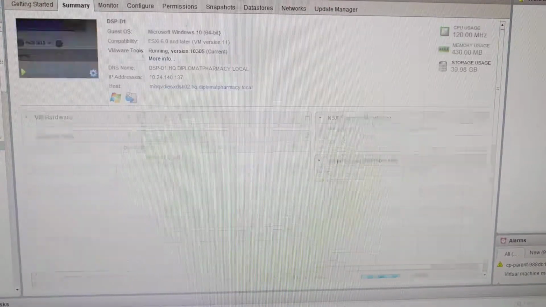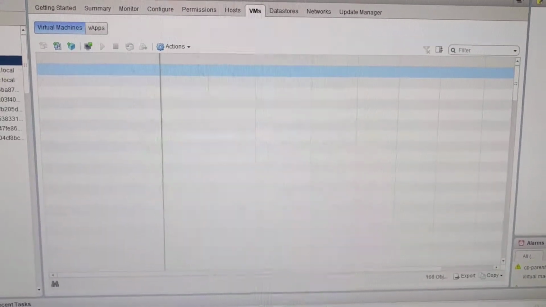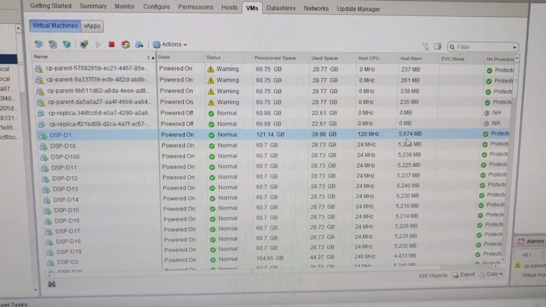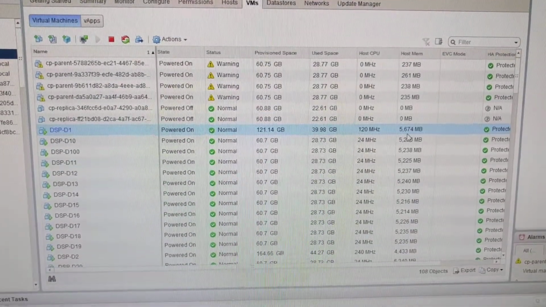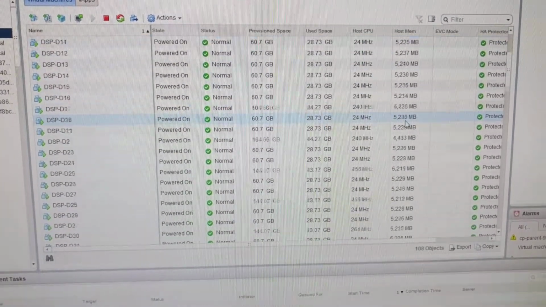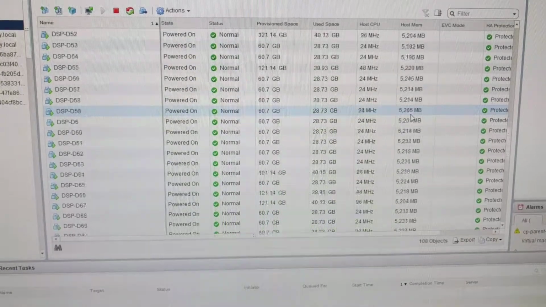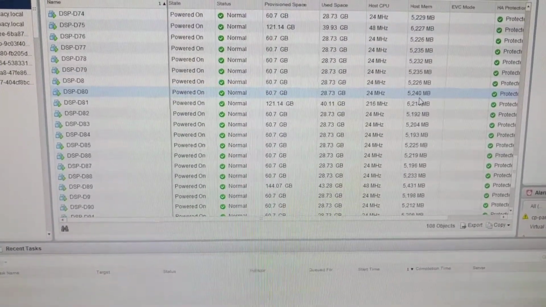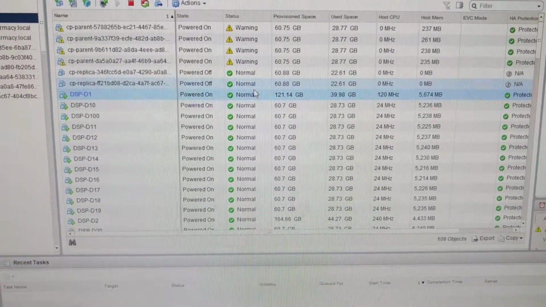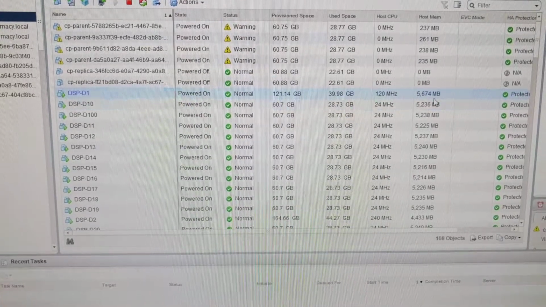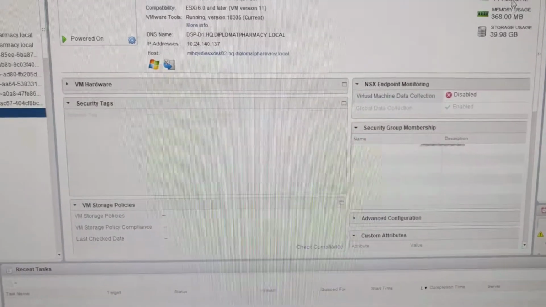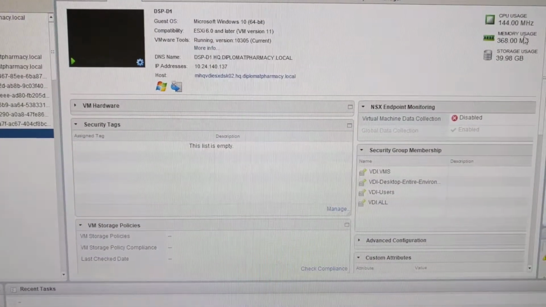However, if I step back to the actual cluster view, and DSP-D1, we're showing 5.6 gig of RAM. This doesn't feel right. What also doesn't feel right is that almost all of our hosts are using 5 to 6 gig of RAM. So let's take a look at an actual host. Again, DSP-D1, which we showed was using 5.6 gig of RAM, or 368 meg of RAM, depending on which metric you use.